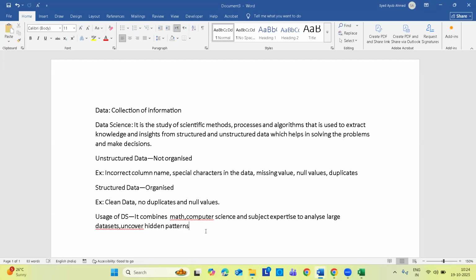We have a few more points. Data science will uncover the hidden patterns, and it is also used to build predictive models and algorithms, because data science and artificial intelligence both are targeting assumptions only. That means predictions. They only do the prediction work, and they are also used for analysis, but the main work is prediction.